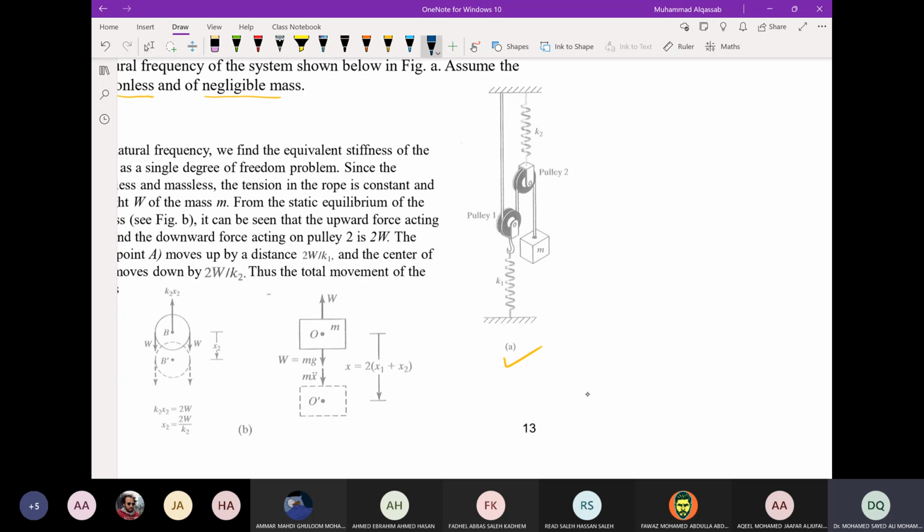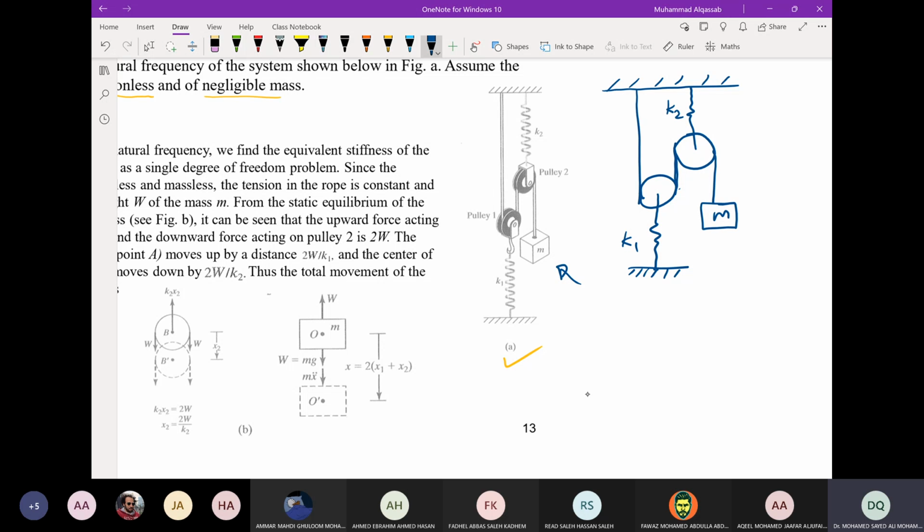Let me just draw this. It is given as isometric, so let me take the side view. This is a cord and this is a pulley, and it will go around the pulley. Here it is supported by a spring of stiffness K1. The rope will go to the second pulley, which is supported by another spring of stiffness K2, and then go around the pulley to carry the mass M.